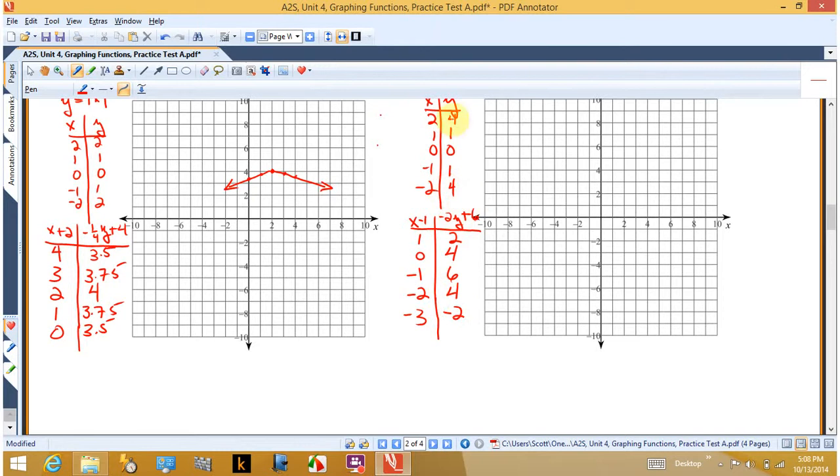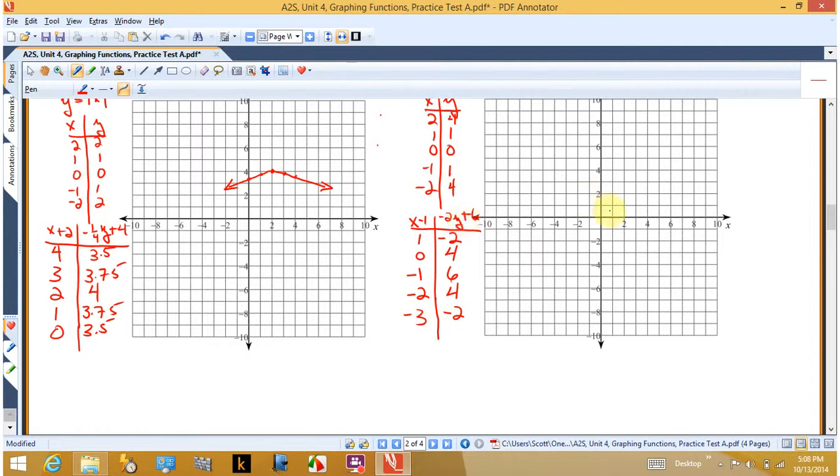Also, when I plug this 4 in, the 2, 4 point, I get -2 times 4. That's -8 plus 6. This should be -2. Now let me check the next point just to make sure I'm right. So I got a 1, plugging that in, -2 plus 6. That would indeed be 4. So I think I've corrected my table.